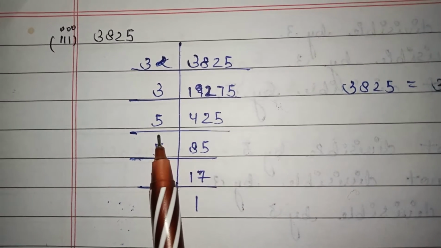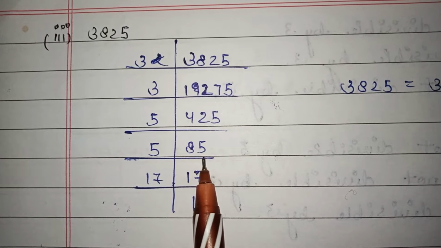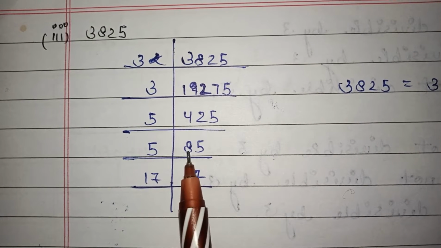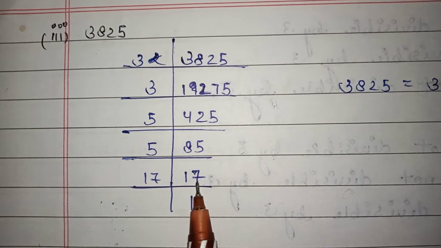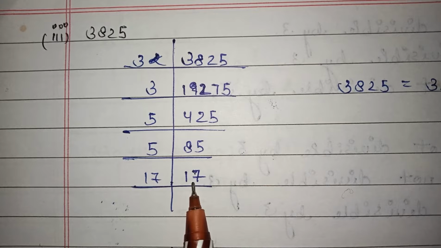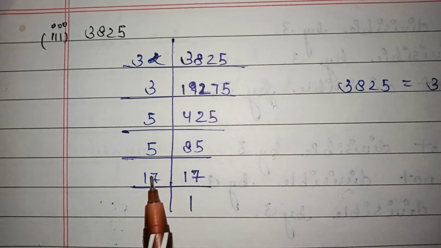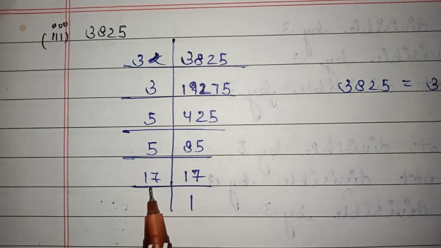Now this is divisible by 5: 5 eights are 40, 5 fives are 25. Now again it is divisible by 5: 5 ones are 5, 5 sevens are 35. Now 17 is also a prime number, so it is only divisible by 17. So the factors of 3825 are 3 into 3 into 5 into 5 into 17.